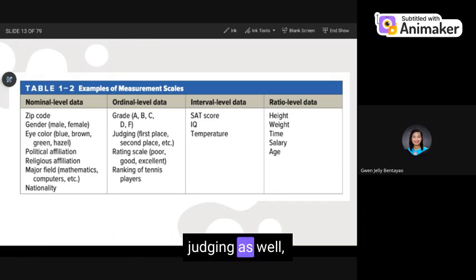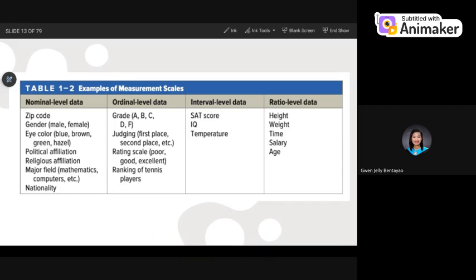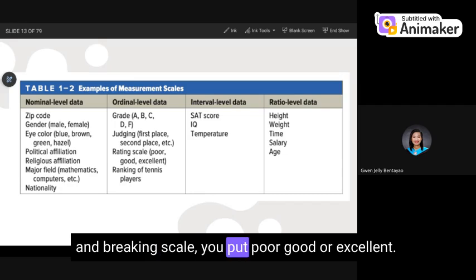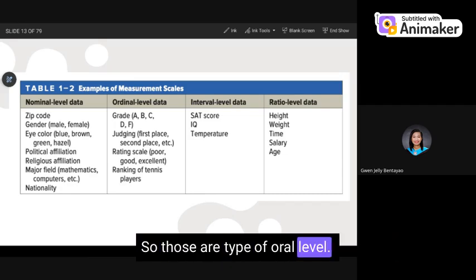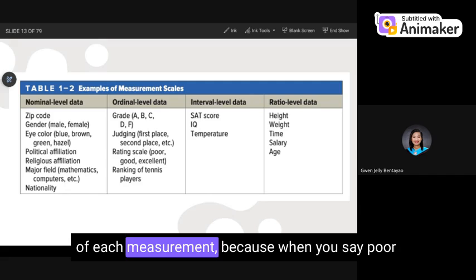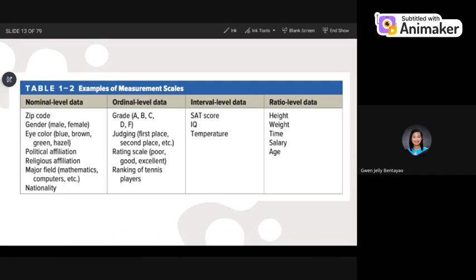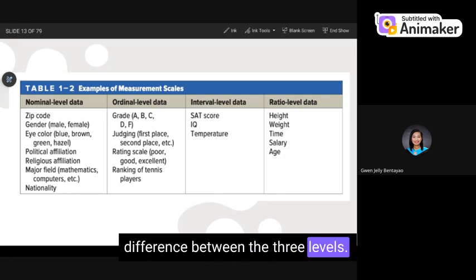Of course, judging as well. There's a first place, second place, and so forth. And a rating scale. You put poor, good, or excellent. So those are types of ordinal level. However, when you say poor, good, and excellent, there's no exact measure of the difference between the three levels.